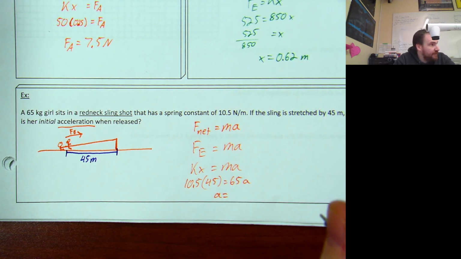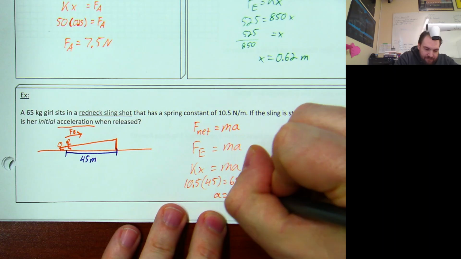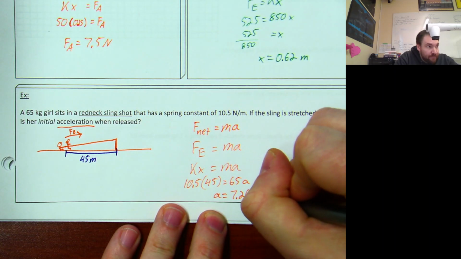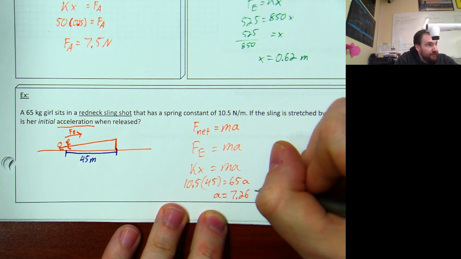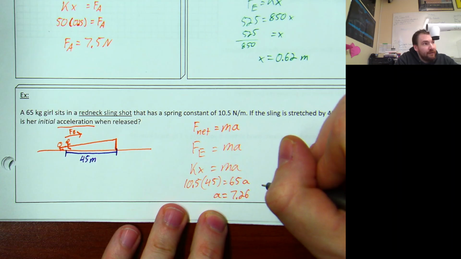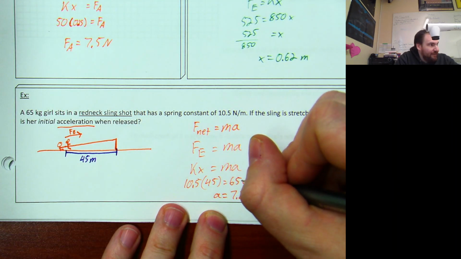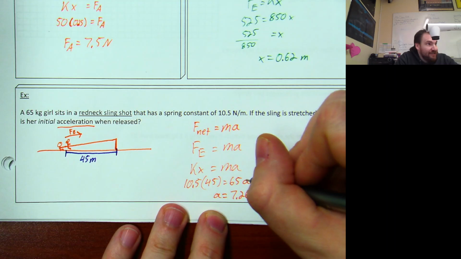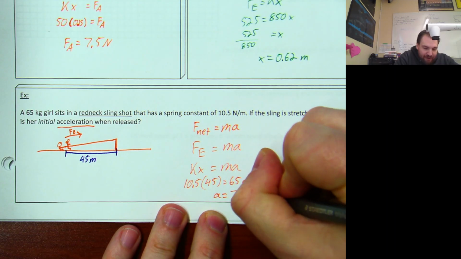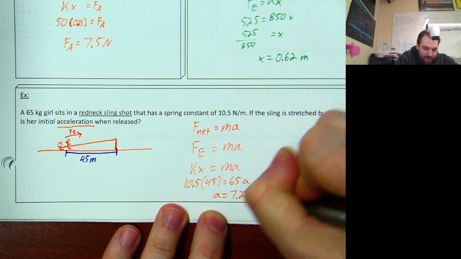Can someone verify Khalil's answer? 7.26? If you round it, it's 7.27. So it's 7.26 what? 9. Okay. 7.269, so yeah, 7.27. We got to make sure we round it properly. Yes, good. Meters per second squared.